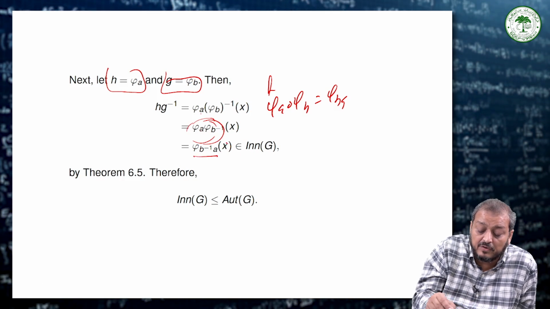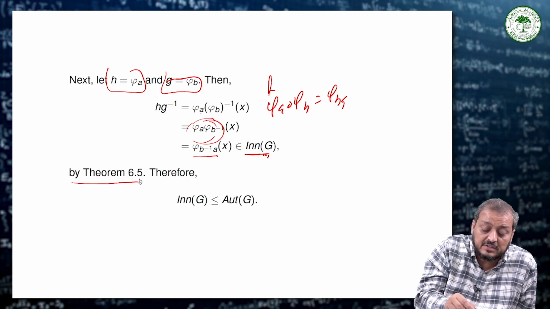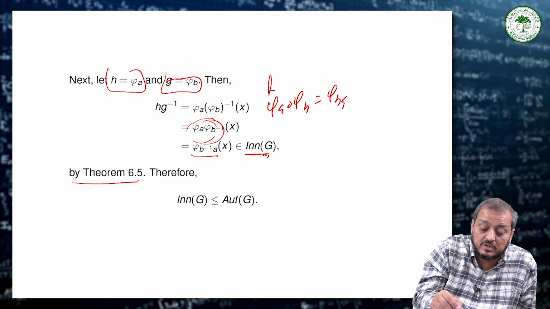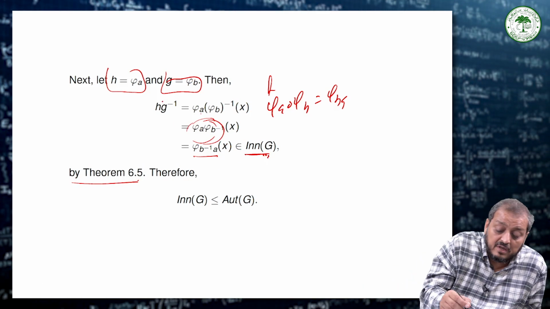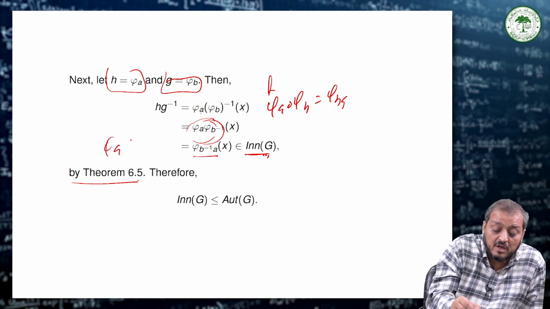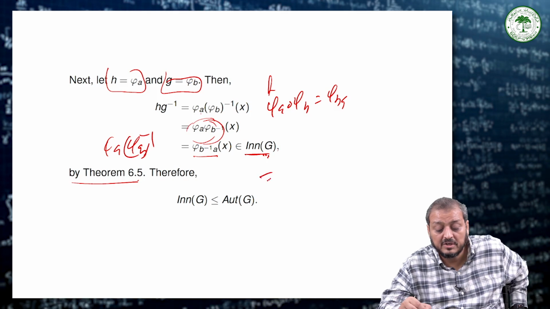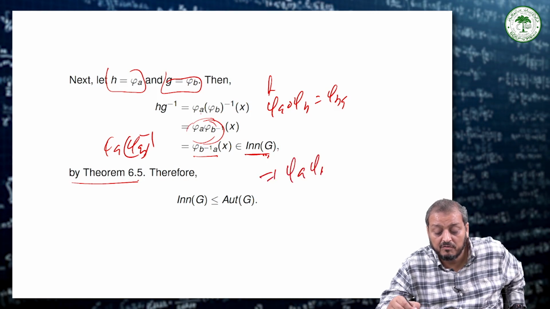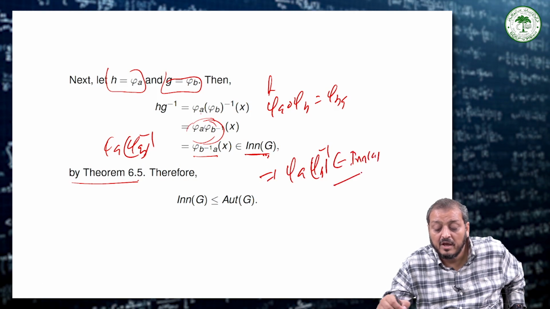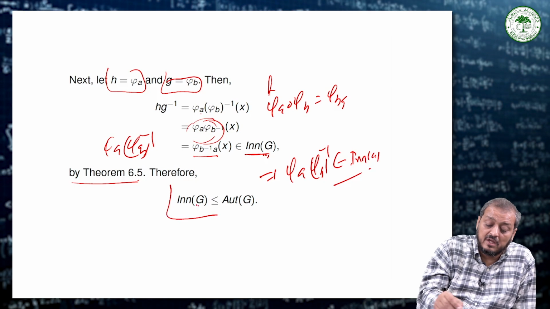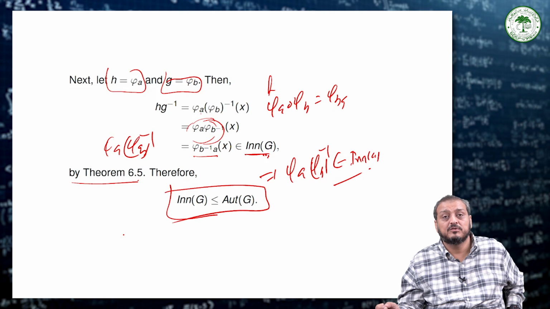So this is an element of the inner automorphism group of G, and that means by this theorem we can say that phi of A composed with the whole inverse of phi of B is also an element of inner of G. And if it is inner of G, then clearly inner of G is a subgroup of the automorphism group of G.